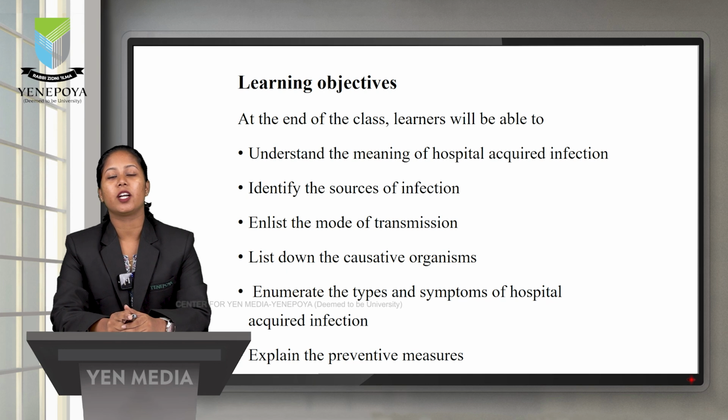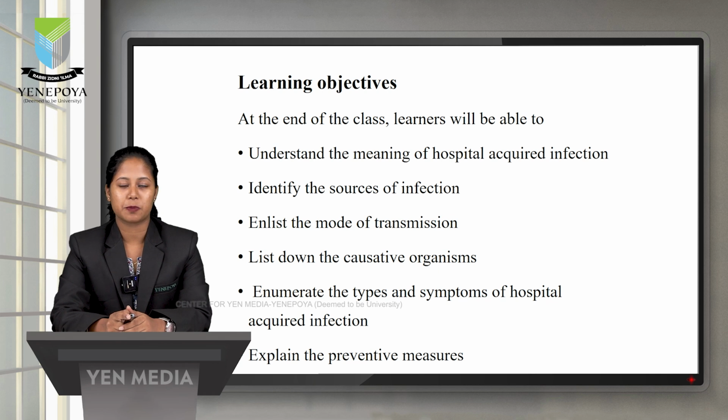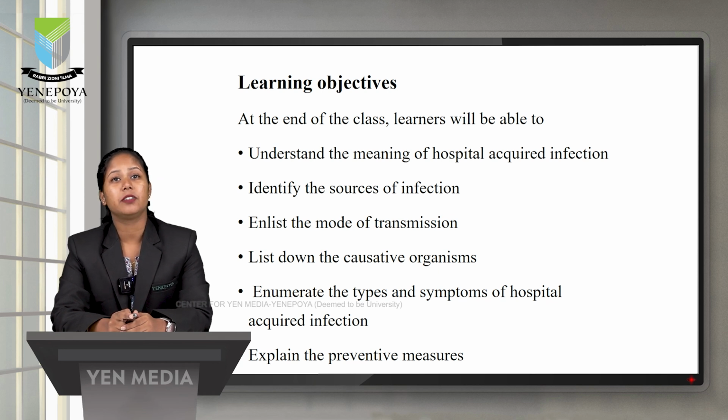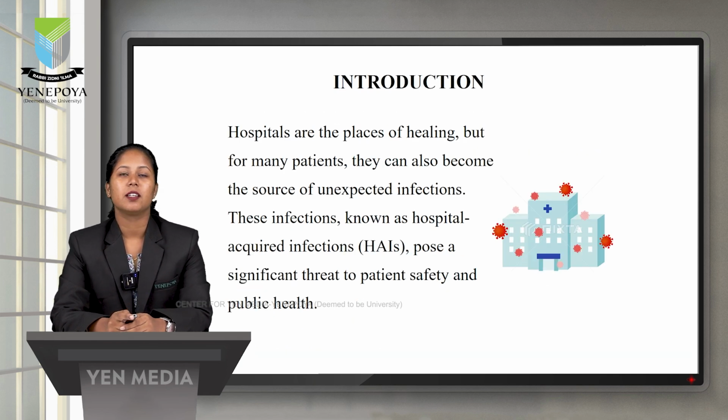Let us see the learning objectives of today's class. At the end of the class, learners will be able to understand the meaning of hospital acquired infection, identify the sources of infection, enlist the mode of transmission, list down the causative organism, enumerate the types and symptoms of hospital acquired infection, and explain the preventive measures for that. So let us look into the introduction part.